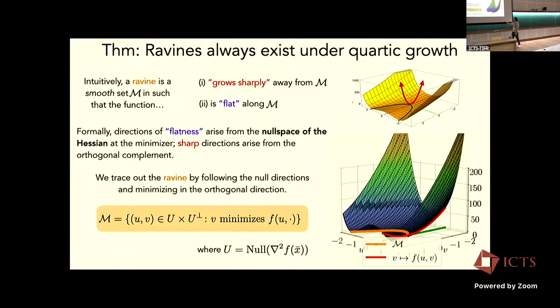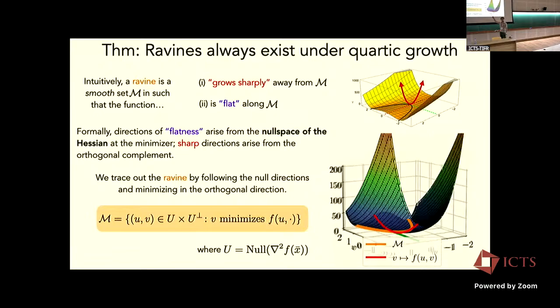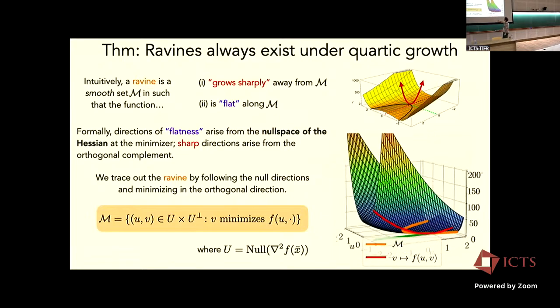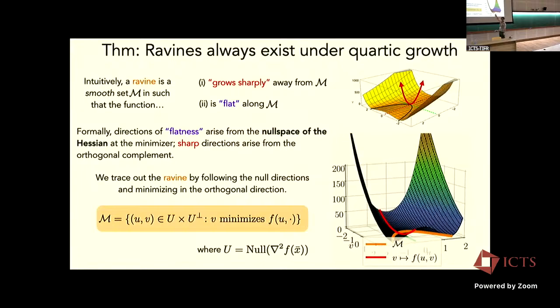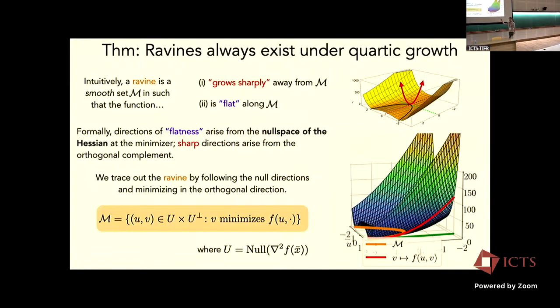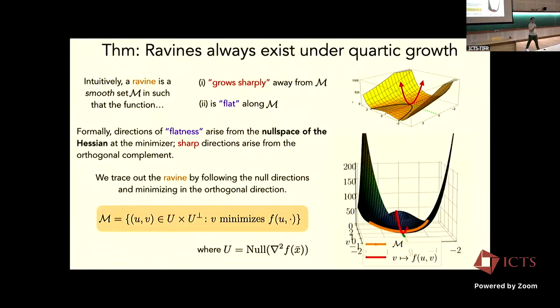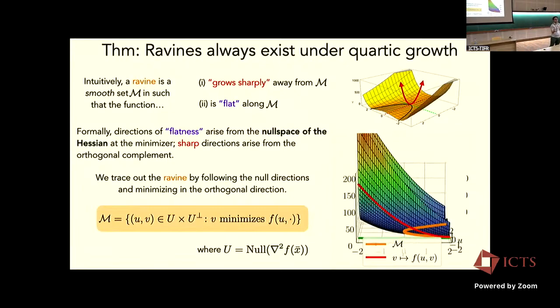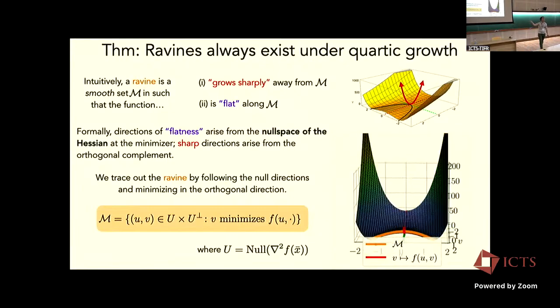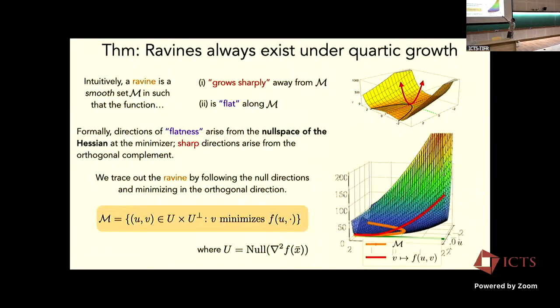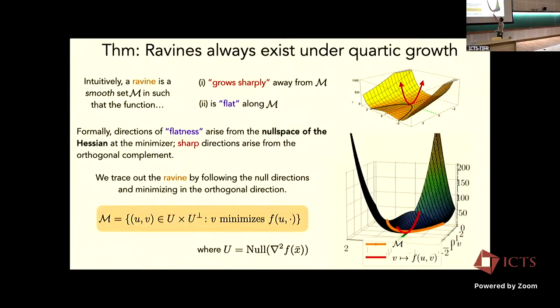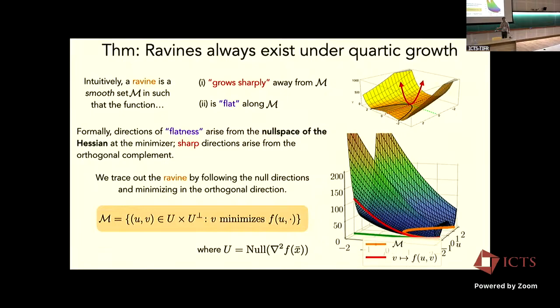Now for each one of those vectors u in the null space of the Hessian, you can form a slice of your function f, right? Now that slice is going to have a Hessian which is non-degenerate at its minimizer. So in fact, the function is locally strongly convex. This is the one-dimensional slice of your function, which is shown in red here, okay? So it has a unique minimizer.